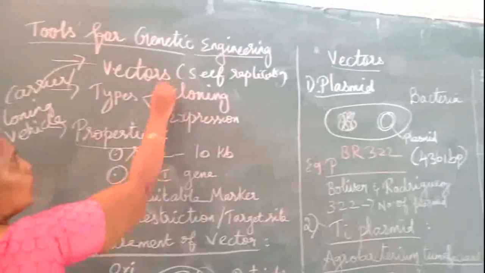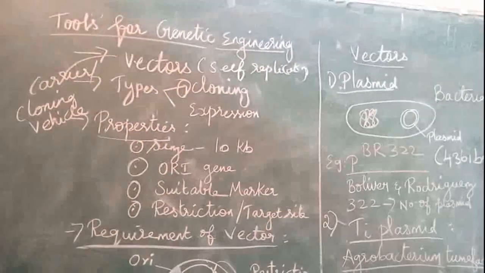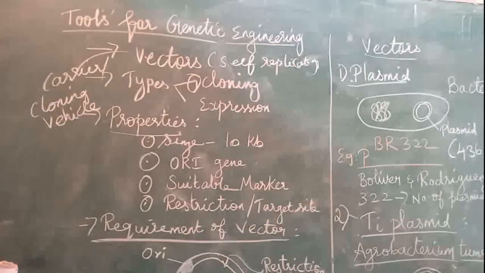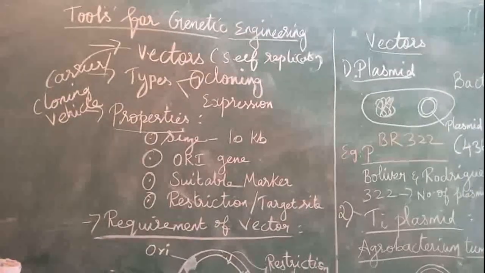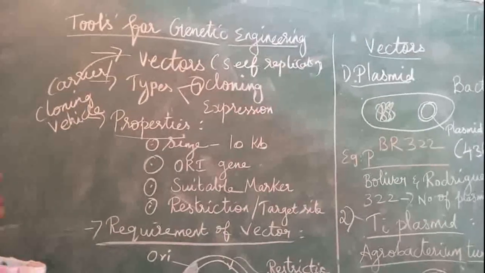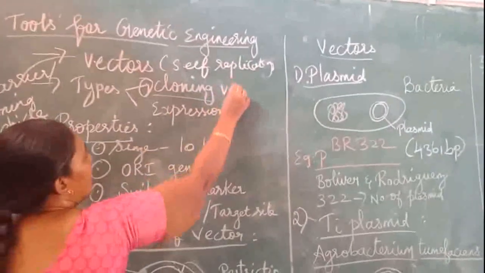Let's see the first one, the cloning vector. The cloning vector is responsible for producing our gene of interest. This is nothing but the proteins which are produced in multiple copies. So a large amount of the desired gene is produced with the help of cloning vectors.